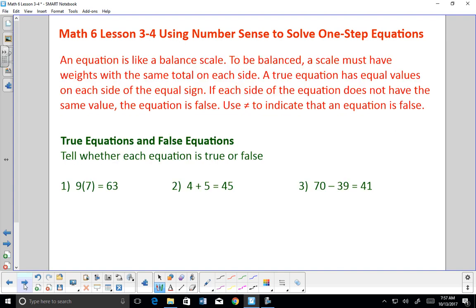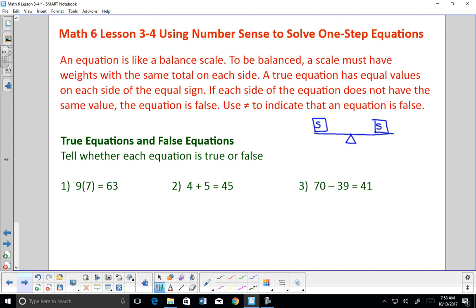An equation is like a balanced scale. To be balanced, a scale must have weights with the same total on each side. For instance, if I had a little balanced scale, and here's my little fulcrum in the middle, if I put 5 pounds of weight here, to keep my scale balanced, I have to put 5 pounds of weight here. Otherwise, my scale would tip in one direction or the other.